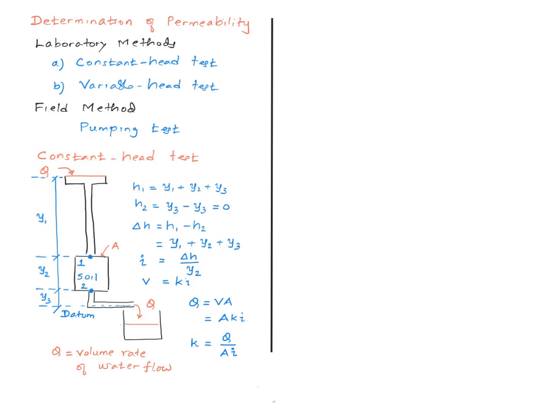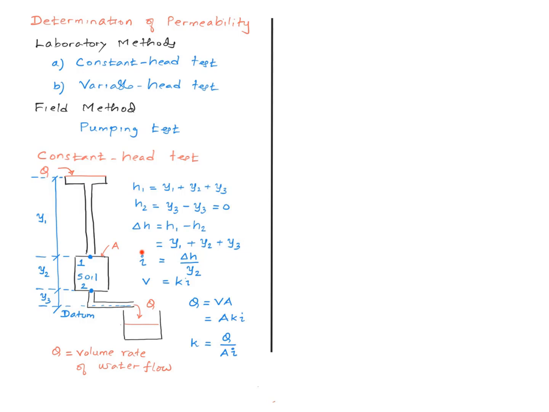Taking this as the datum, the total head at point 1 equals elevation head plus the pressure head, right? So that'll be y1 plus y2 plus y3. Now at point 2, the elevation head is this much, but the pressure head is negative because this is where the pressure is atmospheric, negative y3. So y3 minus y3 equals 0. And the difference in heads between the 2 points then works out to be y1 plus y2 plus y3.